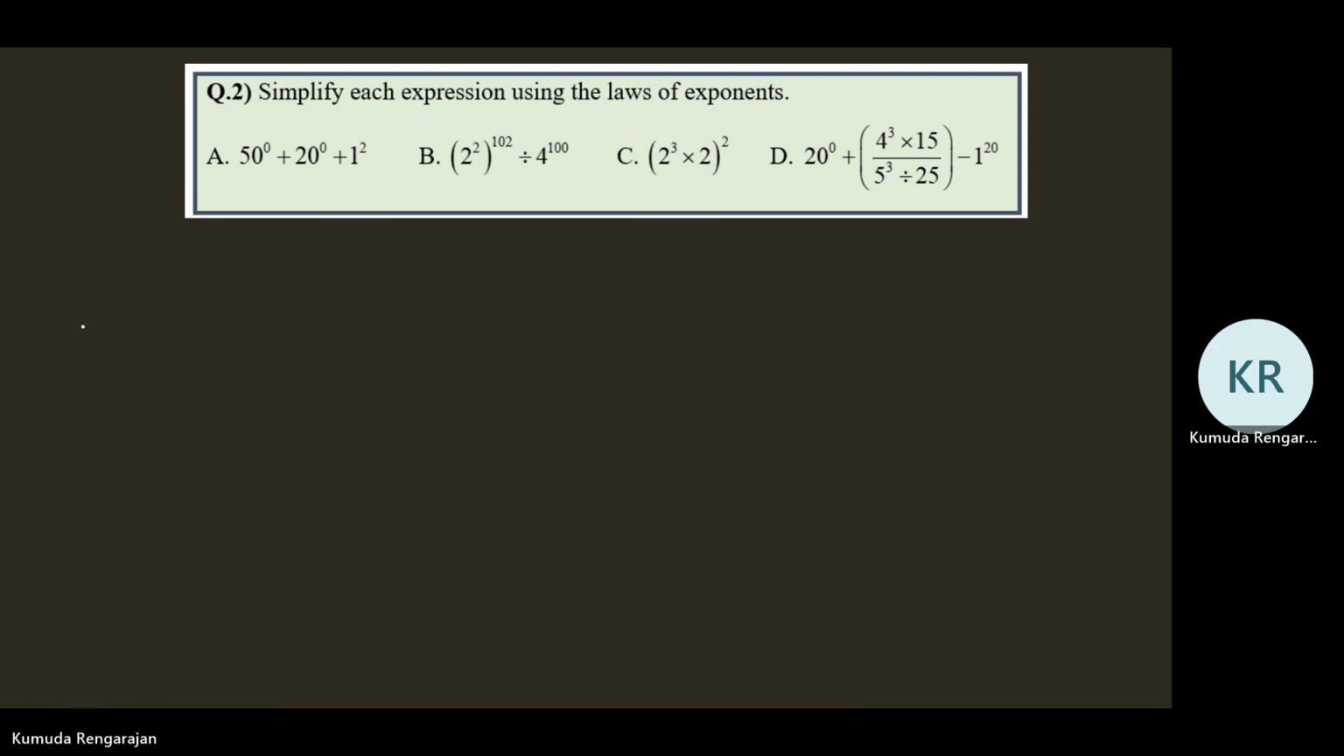Next one. C is 2 cubed into 2, the whole square. See, how do you read this? 2 cubed, or 2 to the power 3, into 2, the whole squared, or the whole raised to the power 2. Like 2 to the power 3 into 2, of the whole raised to the power 2.